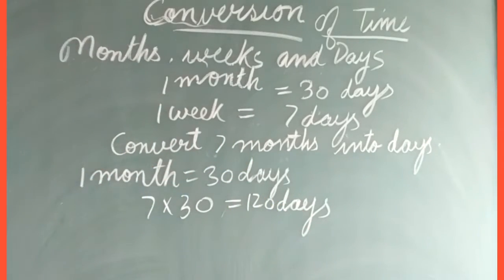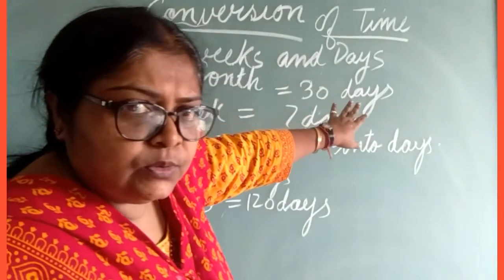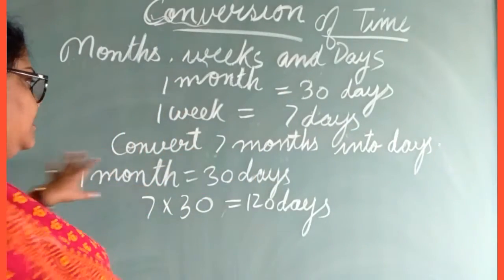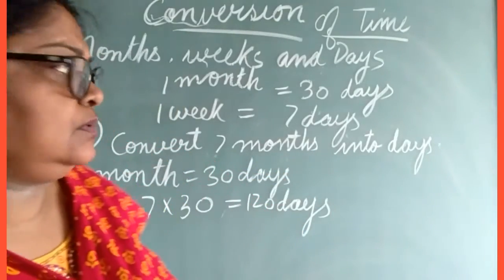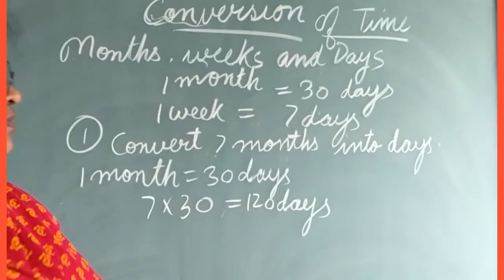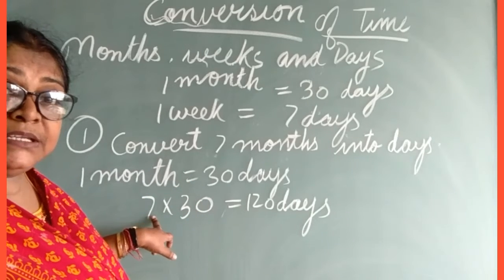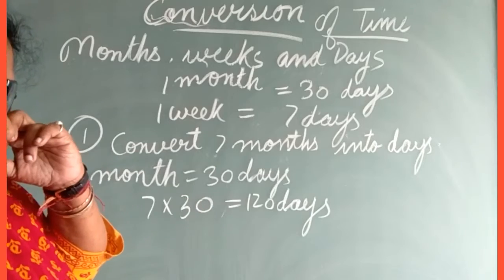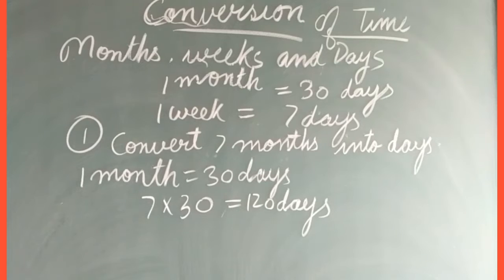So as you are seeing, 1 month equal to 30 days. Here in question number 1, you have to convert 7 months into days. So 1 month equal to 30 days, so 7 months means 7 into 30. What answer will you get here? The answer is 210 days.